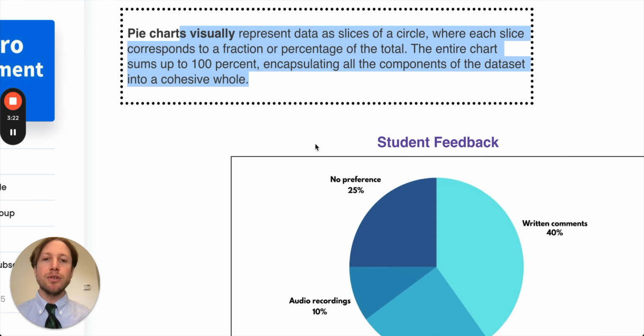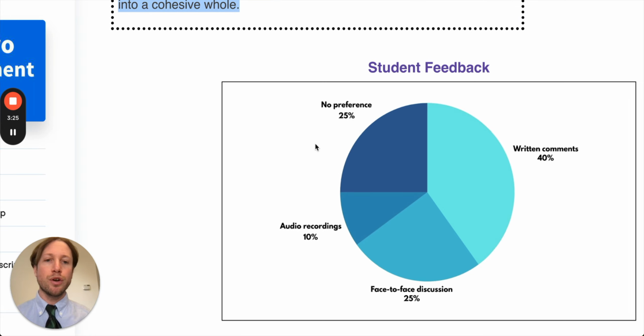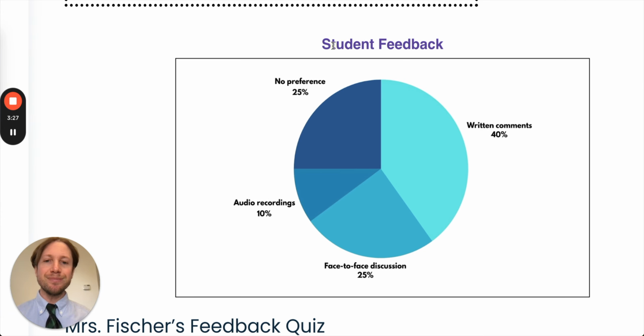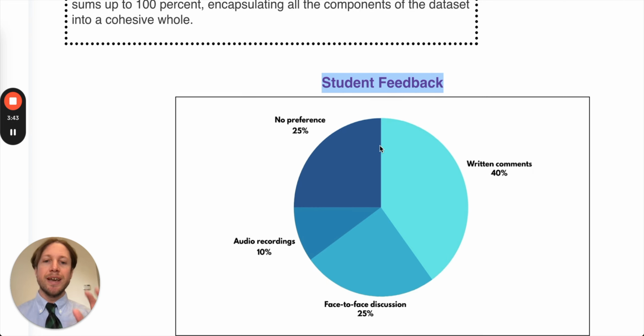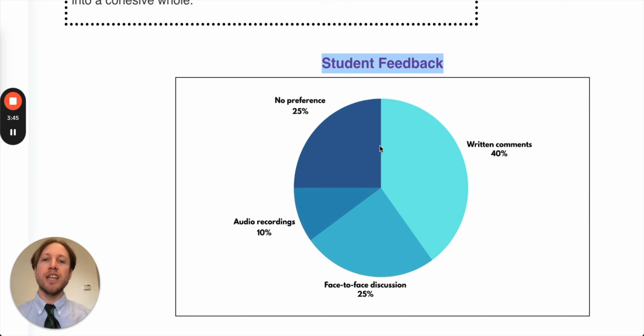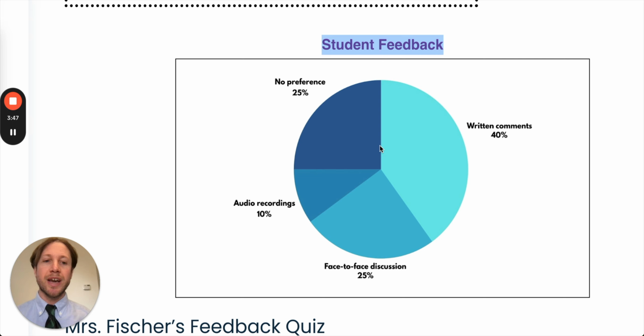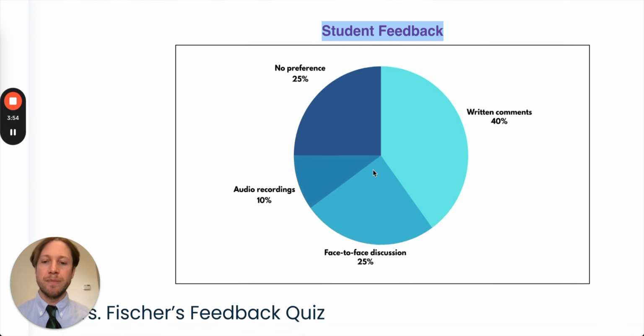All right, so let's look at the pie chart we're given. The title reads student feedback. And if we have a look, we have 5 different inputs here, written, face-to-face, audio, and recordings. These must be student feedbacks. And of course, just as I mentioned in the introduction, the entire pie graph should equal 100%. So let's double check that that is the case. Here we have 25 and 25, that's 50, and then 10 and 40, that's 50, and 50 and 50 is 100.